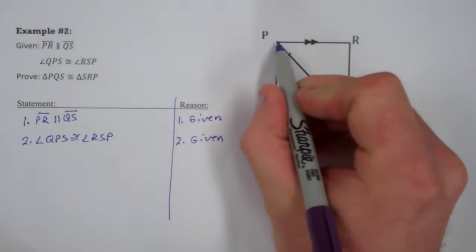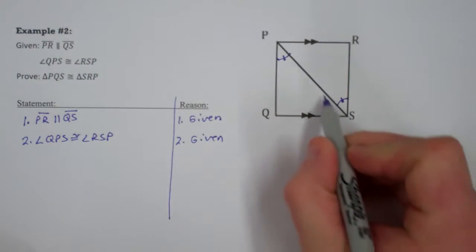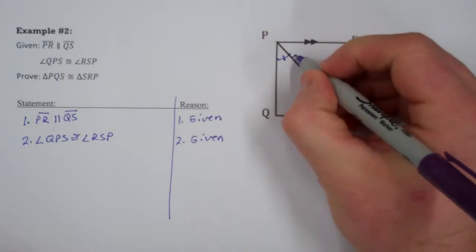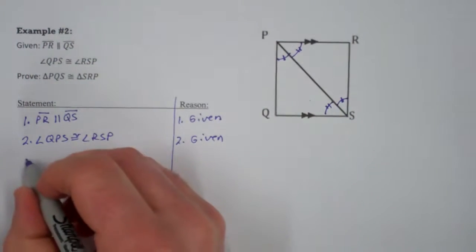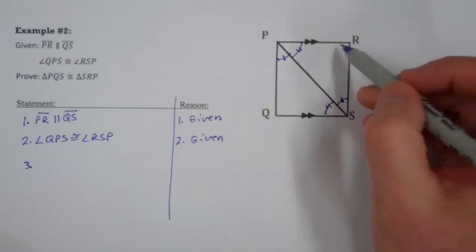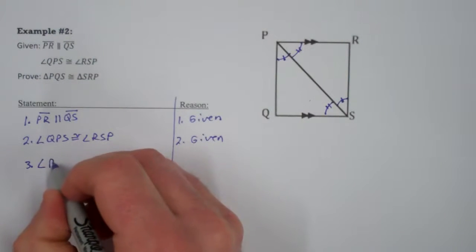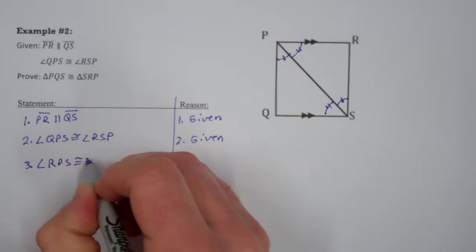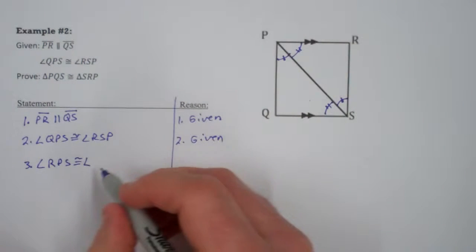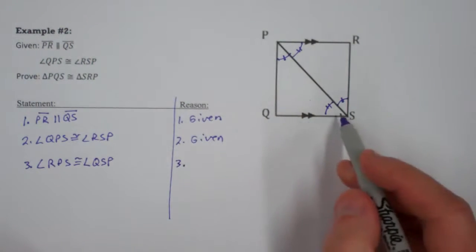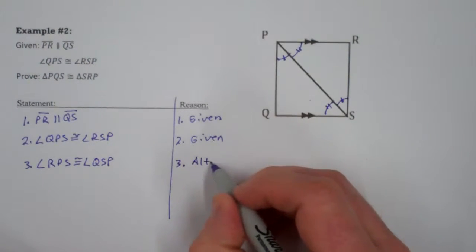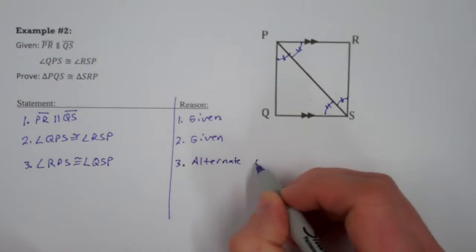Well, if we look at these two parallel lines and imagine this is a transversal, we know that this angle and this angle are going to be congruent. Let's try to name them. RPS would be good for the first one, and then QSP will be good for the next one. The reason is that alternate interior angles are congruent.